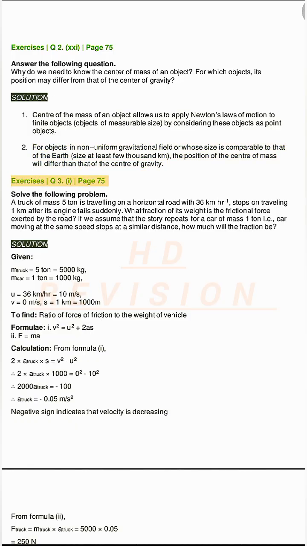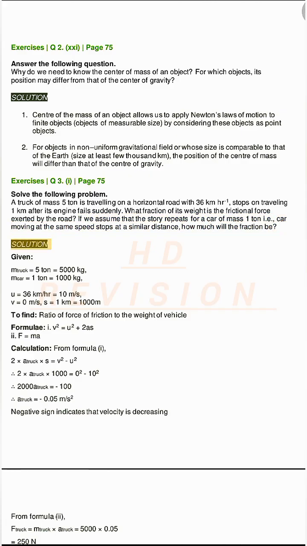Exercises Q3, page 75. Solve the following problem. A truck of mass 5 ton is traveling on a horizontal road with 36 km/hr, and stops after traveling 1 km after its engine fails suddenly. What fraction of its weight is the frictional force exerted by the road? If we assume that the story repeats for a car of mass 1 ton, i.e., a car moving at the same speed stops at a similar distance, how much will the fraction be?